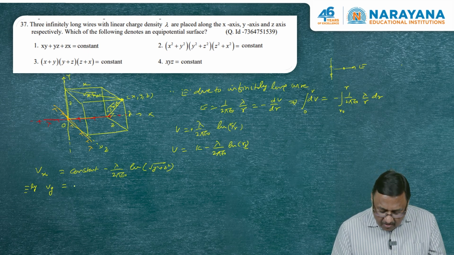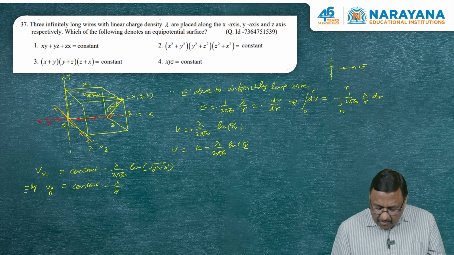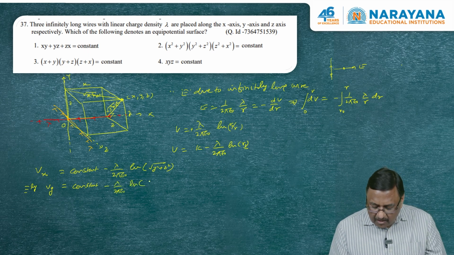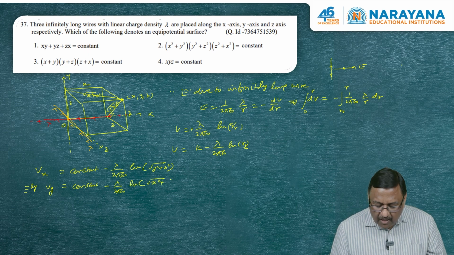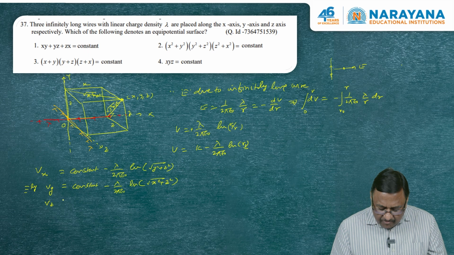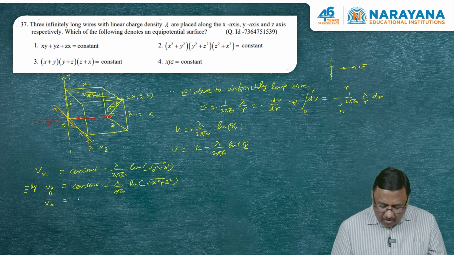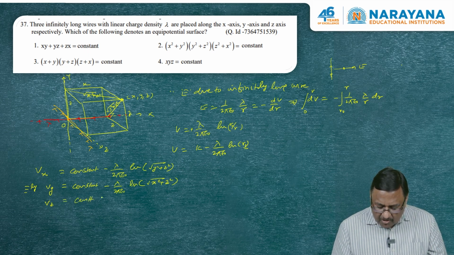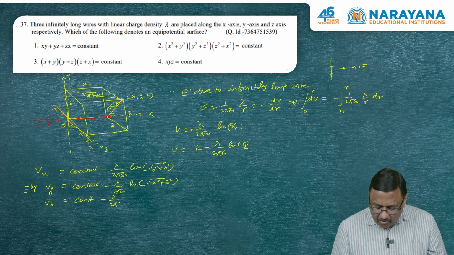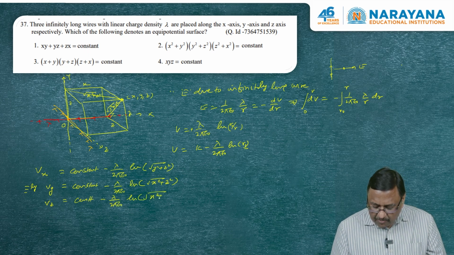If I write this V, my same constant factor will come minus lambda upon 2 pi epsilon 0 into log of under root of x square plus z square. Likewise, I can write my V due to the wire kept along the z-axis as the same constant minus lambda upon 2 pi epsilon 0 into log of under root of x square plus y square.